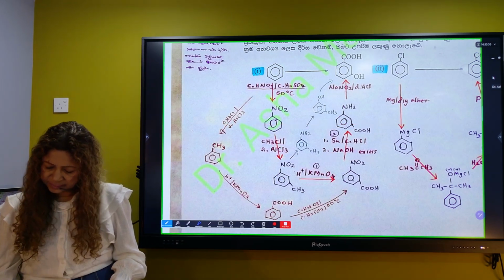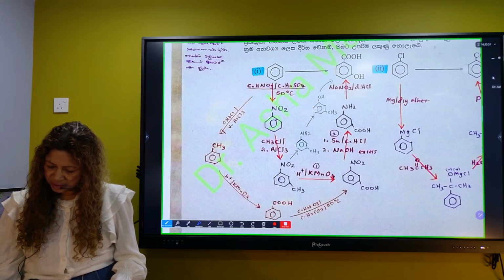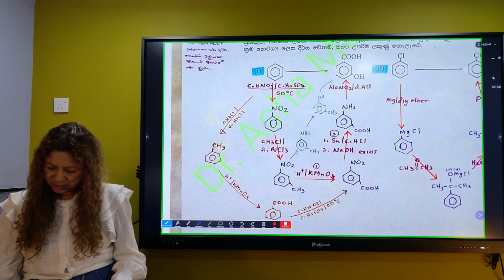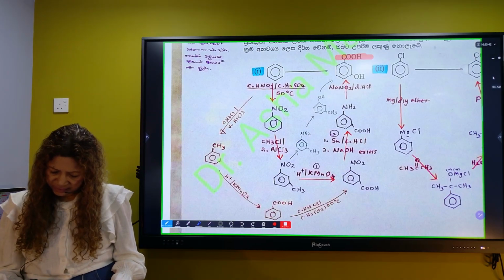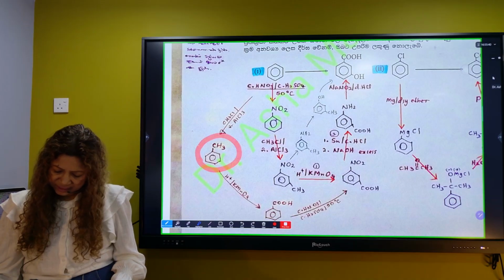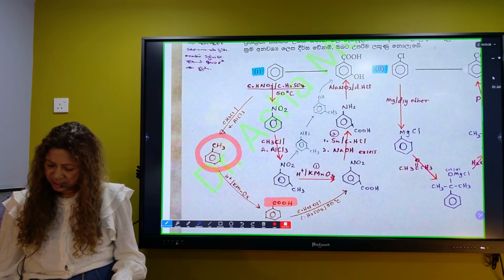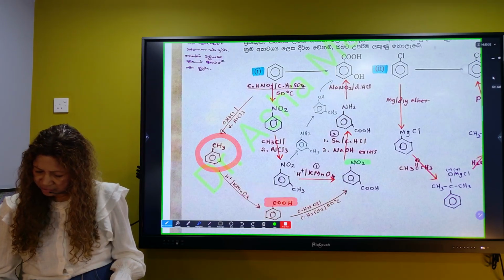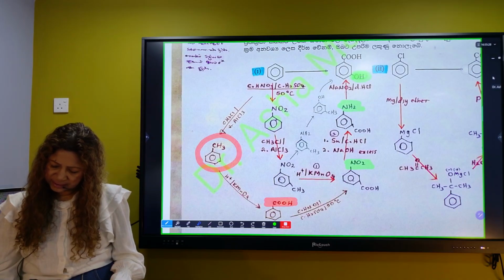This one, OH, COOH and OH, meta to each other. They want us to join one COOH here. You can do it very easily with Friedel-Crafts alkylation. Convert it to COOH, and then that's meta. So that you are joining NO2 to meta, convert to NH2 and then to OH.